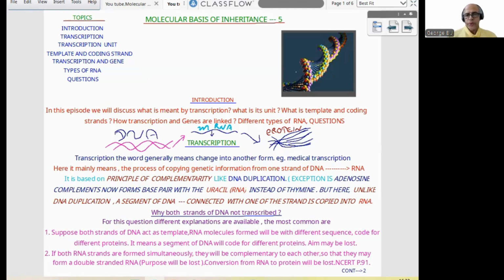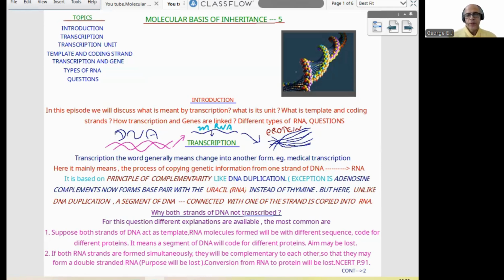First we should know what is meant by the term transcription. Trans, if it comes as a prefix, meaning is change, move, transfer. So transcription, when we take it as a single word, generally means change into another form, from one form to another form. Typical examples are medical transcription and law transcription, changing into a readable form.